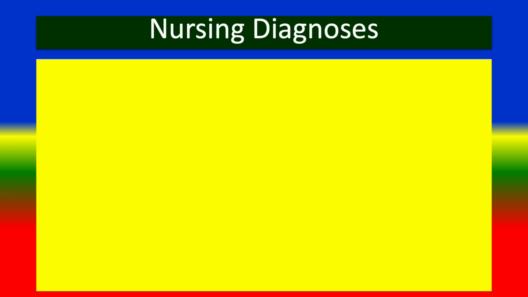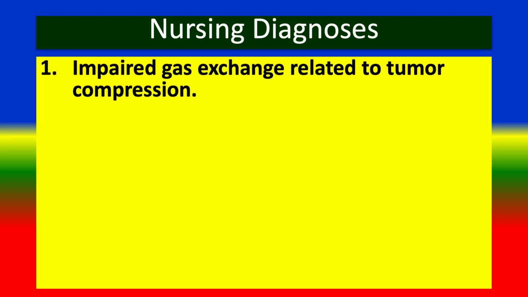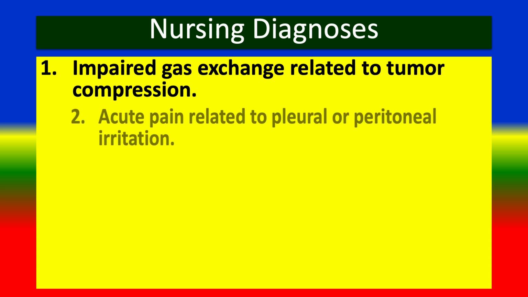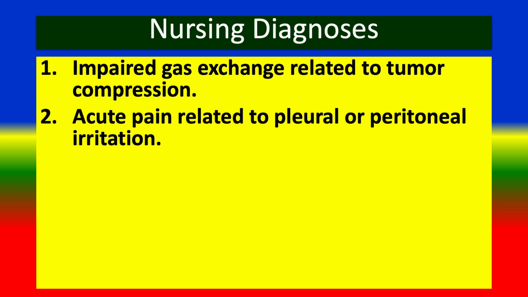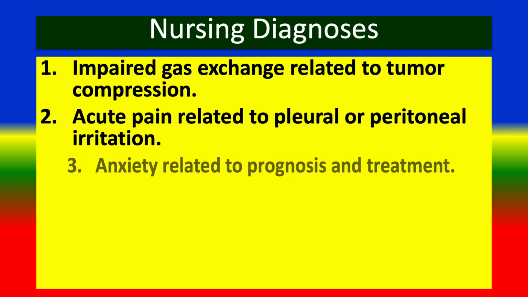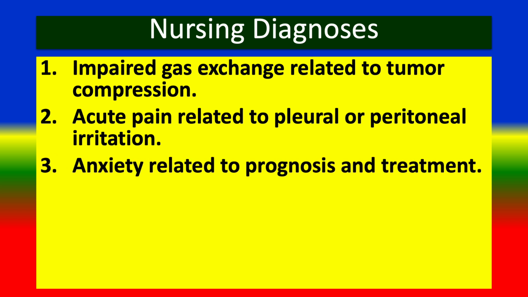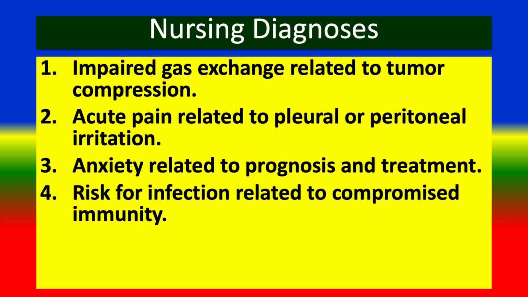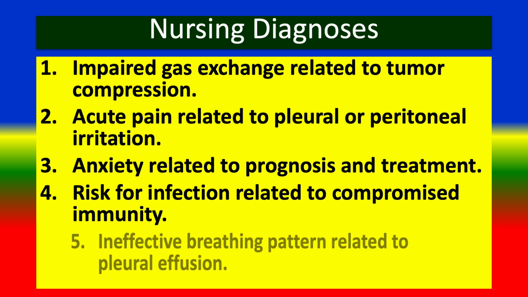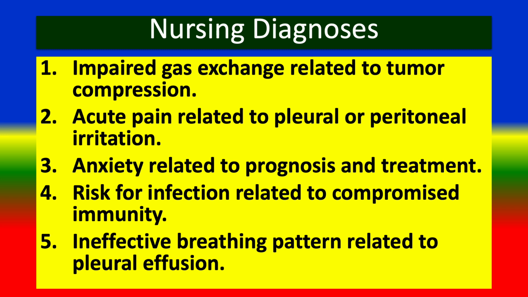Nursing diagnosis. 1. Impaired gas exchange related to tumor compression. 2. Acute pain related to pleural peritoneal irritation. 3. Anxiety related to prognosis and treatment. 4. Risk for infection related to compromised immunity. 5. Ineffective breathing pattern related to pleural effusion.